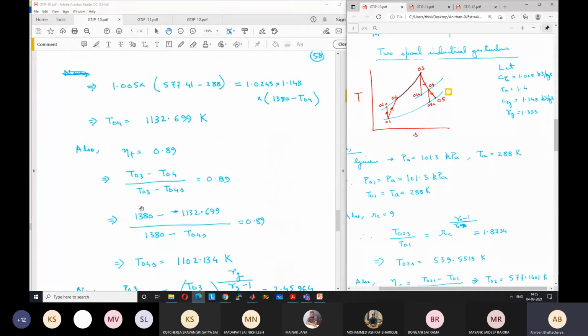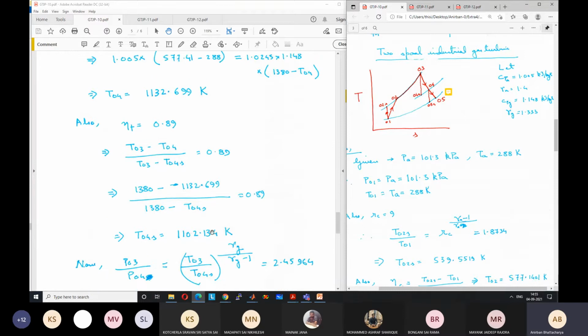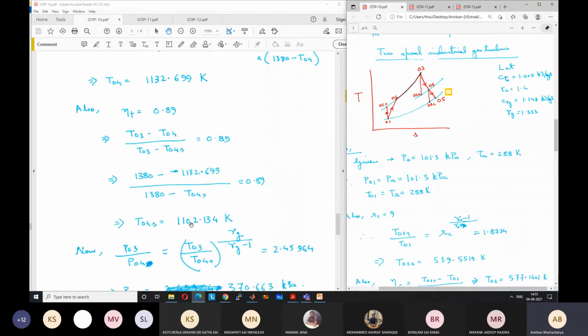So in this equation, T03 is 1380, it is known. T04 we have just calculated, 1132.699 Kelvin. And again, T03 is 1380 and T04s is unknown. So we can find out T04s, which is 1102.134 Kelvin. Once we know T04s, all the steps are what you have just said. P03 by P04 is equal to T03 by T04s to the power gamma g by gamma g minus 1, where gamma g is the gamma of gas, which we will take as 1.333 from this point onward in the course.